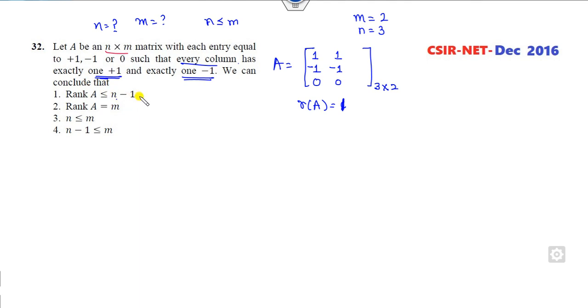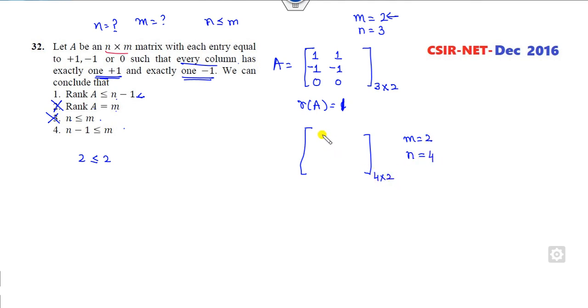Less than or equal to 2, that's satisfied. Rank is 2 and M is 2, so they cancel out. N is less than or equal to M, cancel out. N minus M is 2, less than or equal to 2, again satisfied. Now there are 2 options. So I can increase these values, or I can fix the value of N.